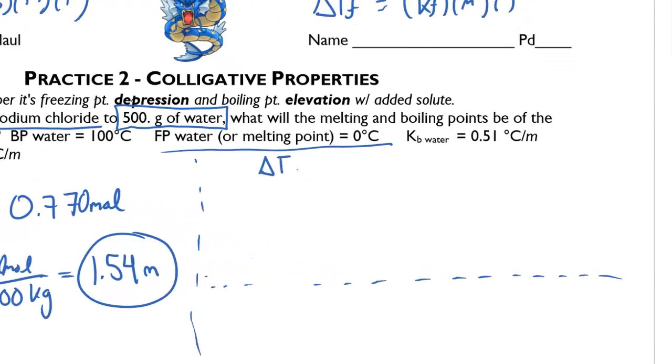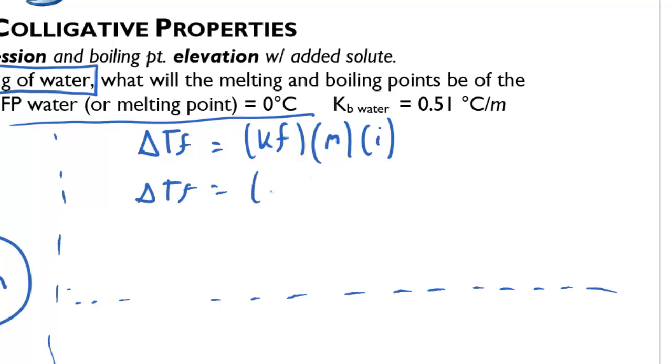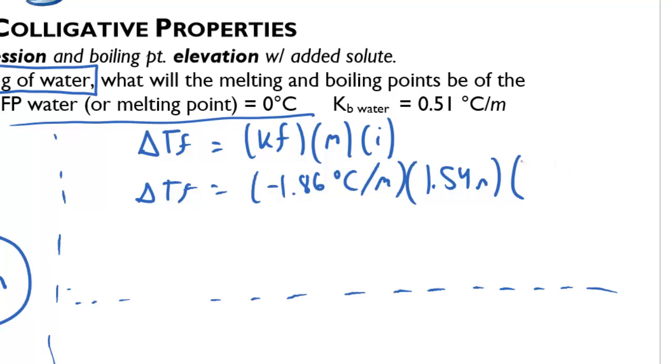The change in temperature of my freezing point is equal to my Kf times my molality times that van't Hoff factor. I can look at what the problem gives me. They give me Kf for water, there it is, negative 1.86. So I'm just going to plug these numbers in, literally. Delta Tf is equal to negative 1.86 degrees C per m, multiplied by the molality we just calculated, and then multiplied by the van't Hoff factor.